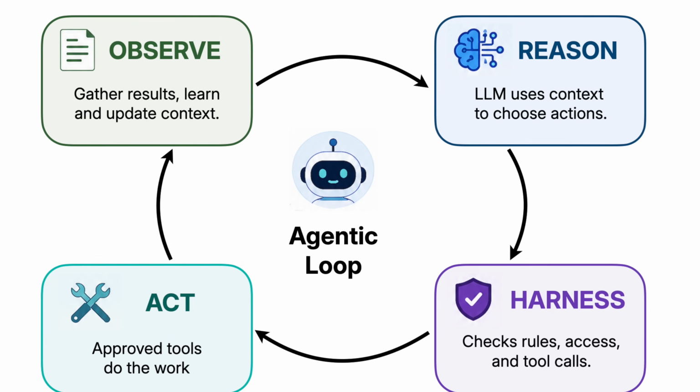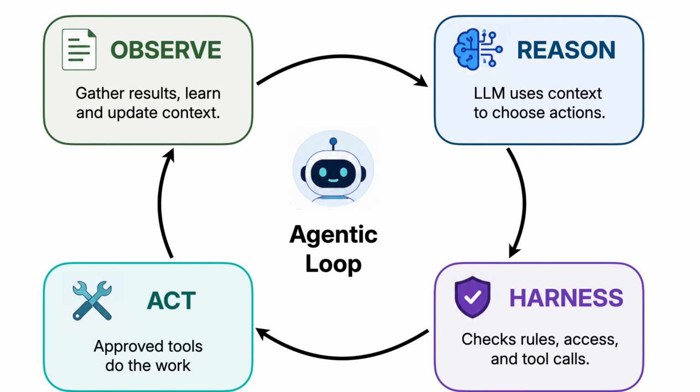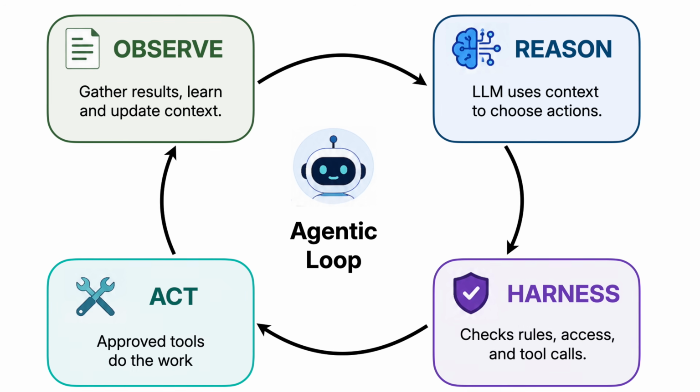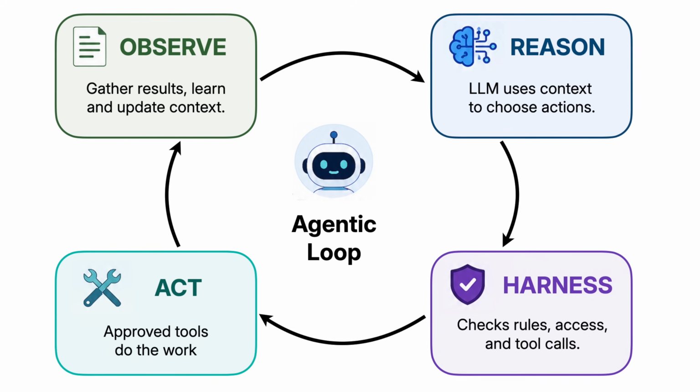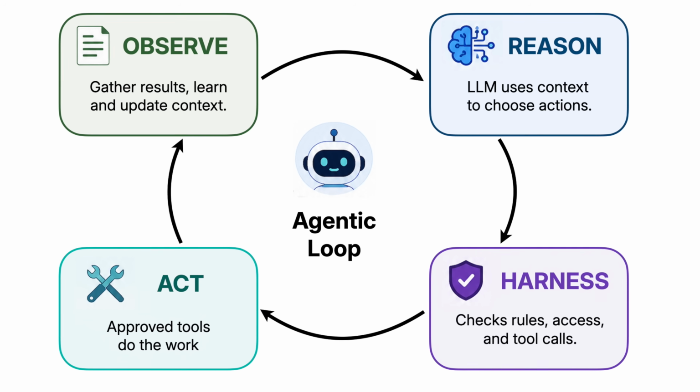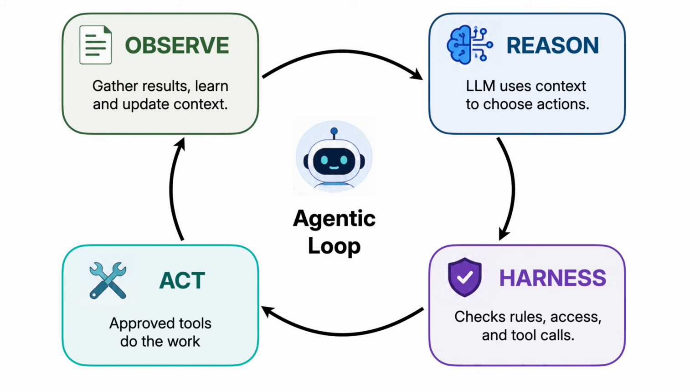The simplest definition that I could come up with was this. An agent is a model running inside a loop with access to tools. And that loop is the important part. A normal chatbot answers your question and then just stops. We've all seen that in the browser. You ask it a question, it replies, and that's the end of the interaction.